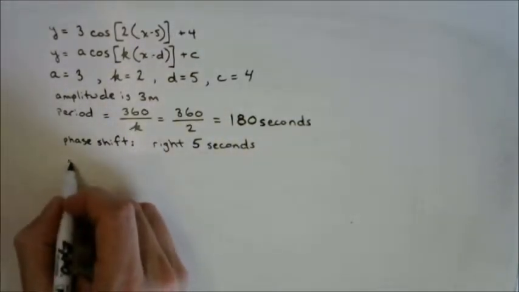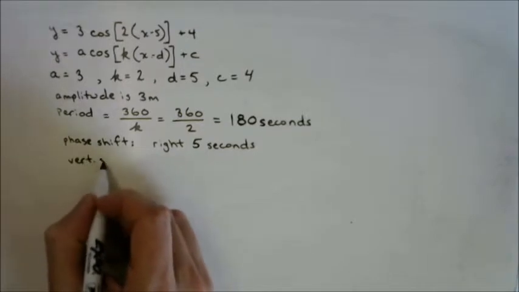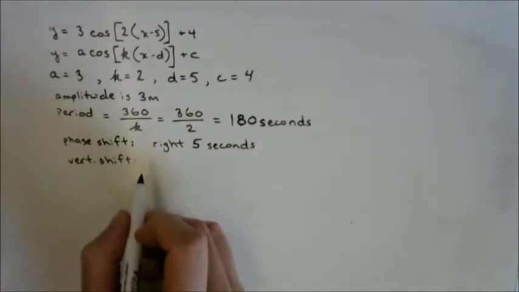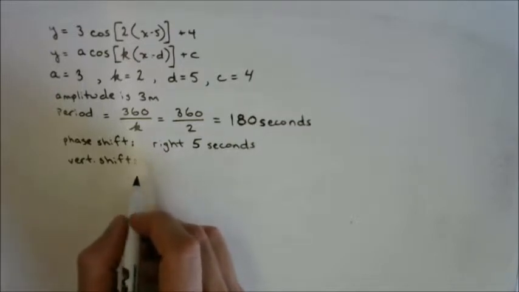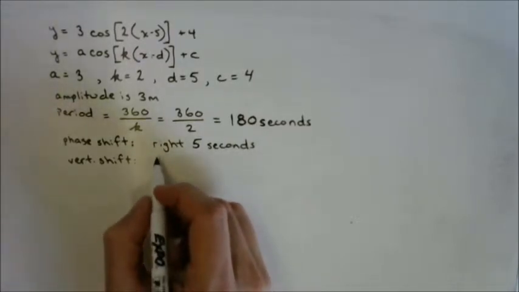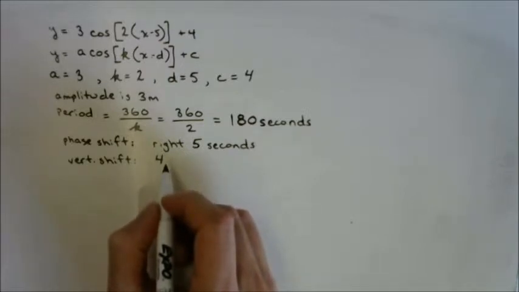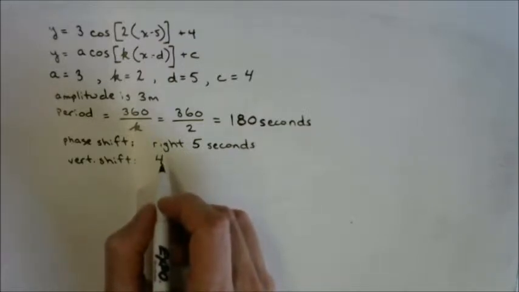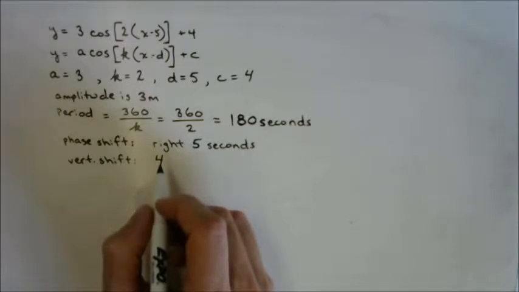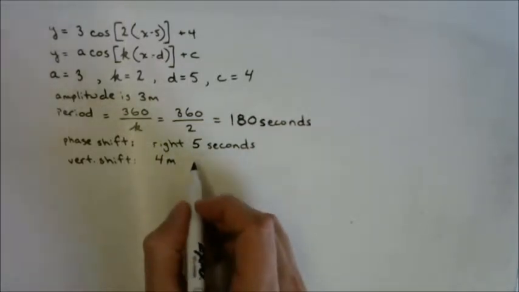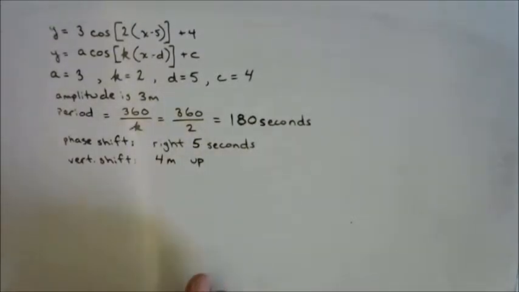And our vertical shift is what? 4. What units are we measuring in our vertical axis in this case? Look at the problem again. Meters. Up or down? 4 meters up because it's positive.